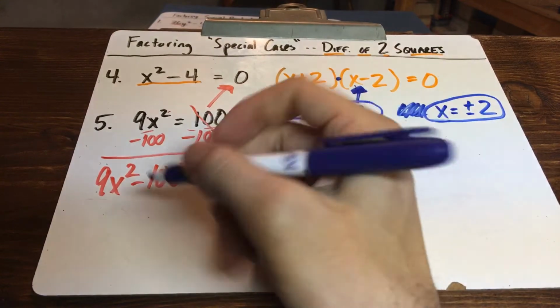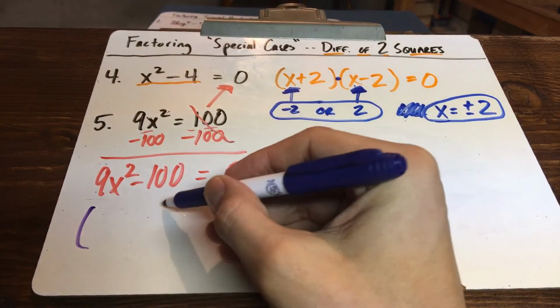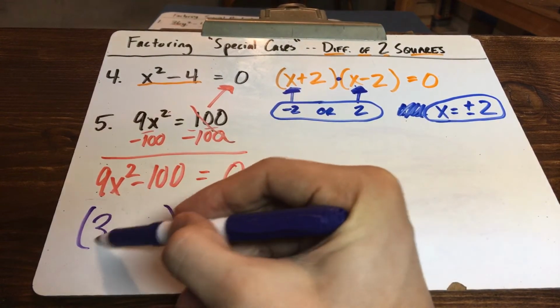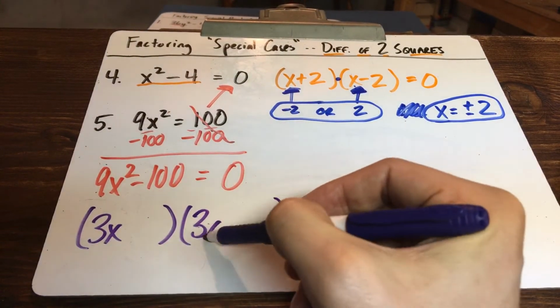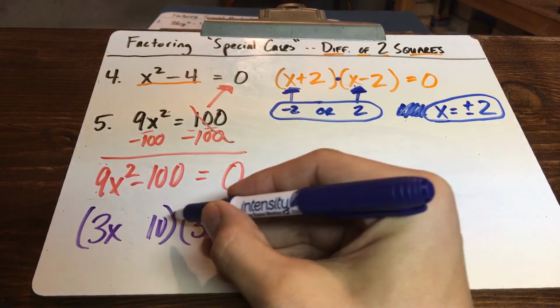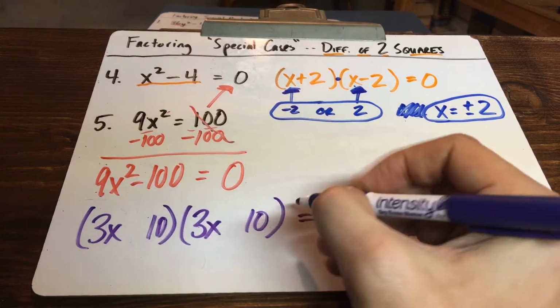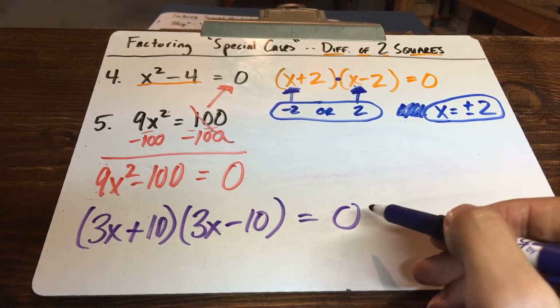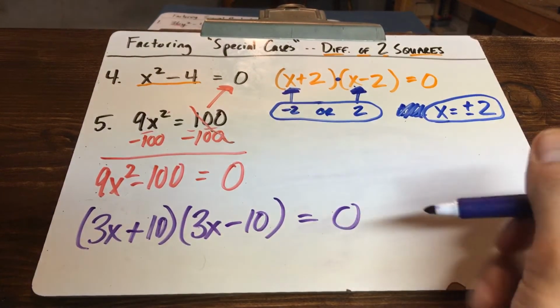Is this a perfect square? Yes. Can I say, okay, what's the square root of 9x squared? The square root right here is 3x and 3x, right? Do I know the square root of 100? I hope so. That's 10. And 10, make one a plus, make one a minus. And now I'm doing the exact same thing I had up here, the zero product property.